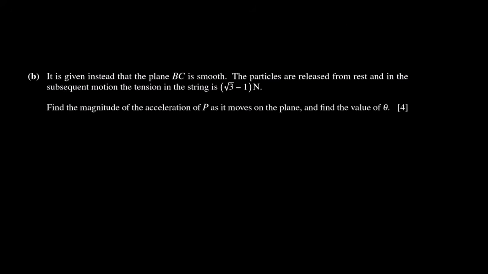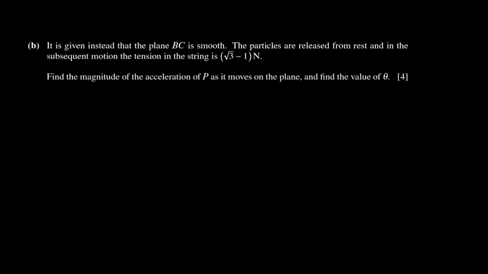All right, then let's go to part B. So it's given instead that the plane BC is smooth, so we don't have to worry about friction anymore. The particles are released from rest, and in the subsequent motion, the tension in the string is root 3 minus 1 newtons, okay? I want to find the magnitude of the acceleration of P as it moves on the plane and find the value of theta.